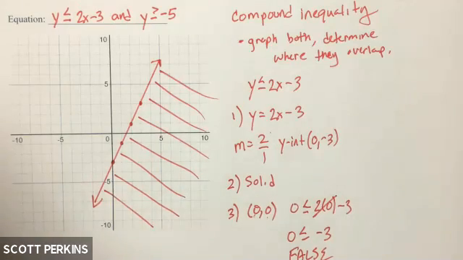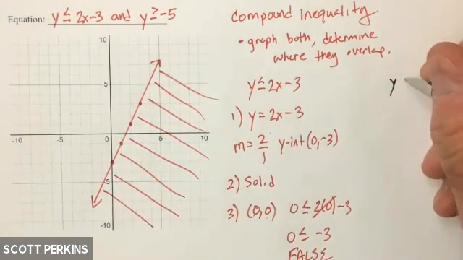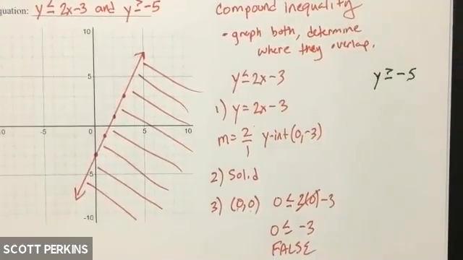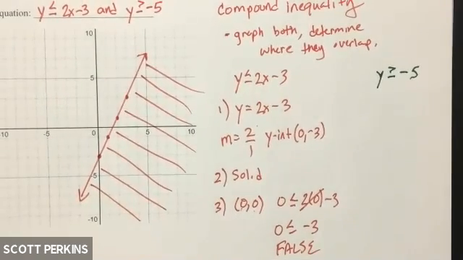What I would like you to do now, I'm going to give you a couple minutes. I would like you to please graph y is greater than or equal to negative 5. Okay, forget the red graph is there. Do it on the same grid. Don't worry, and then I'll tell you what our conclusion is.